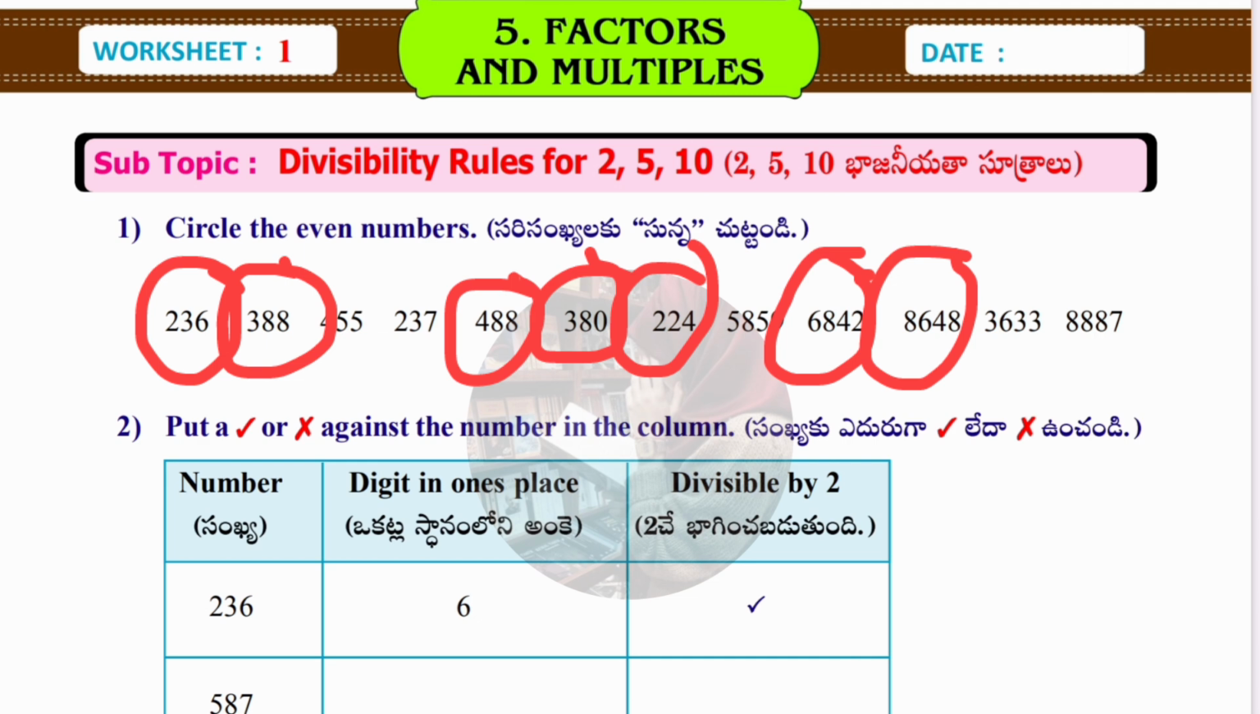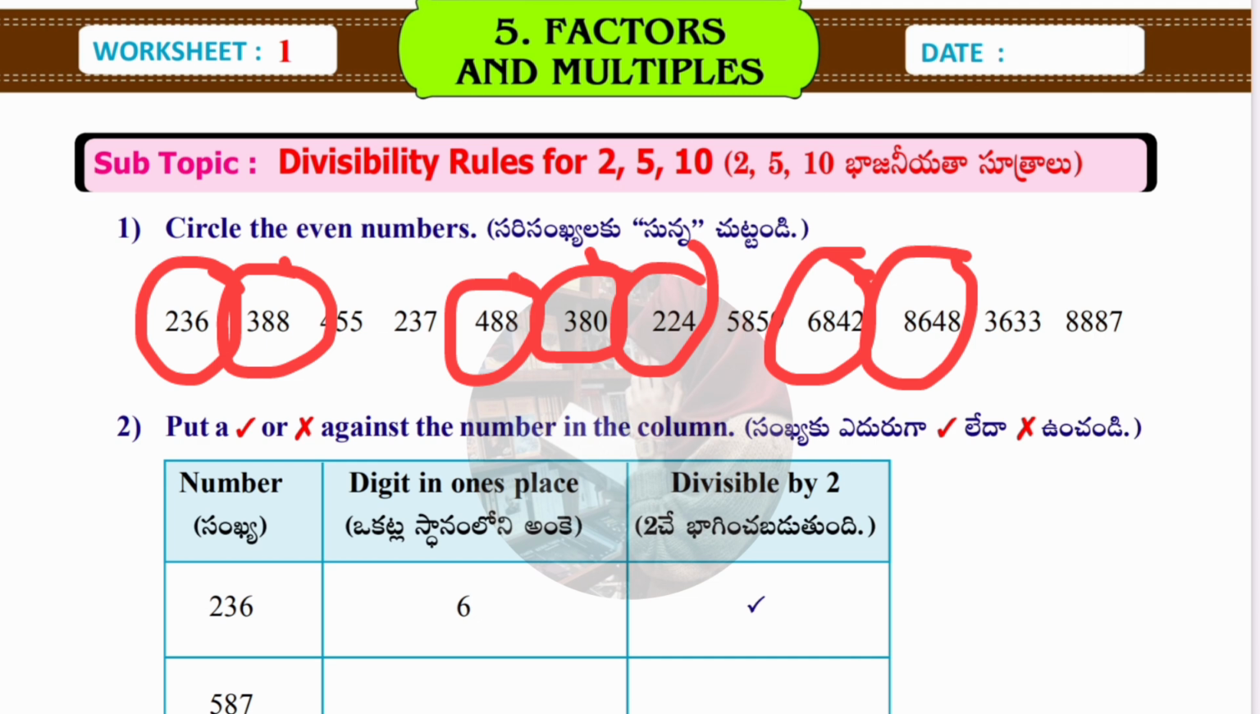Okay, let's see. Here in the first Roman we are given: circle the even numbers. Here some numbers are given. We need to circle the numbers which are even. What is an even number? An even number is nothing but a multiple of 2, like 2, 4, 6, 8, 10, 12, 14, 16, 18, 20, like that. So we need to circle the even numbers. That's why we have to check the last digit, whether it is even or not. If it is even, then that number is an even number, or else it's an odd number.